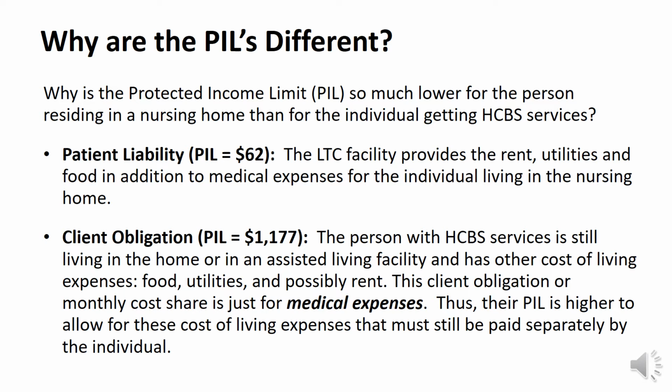Why so low for patient liability? Why are these so different? For nursing home, the long-term care facility provides the rent, the utilities, and food in addition to the medical expenses for the individual living there, so less money is protected because all of that is covered. However, if you're living in an HCBS coverage situation, you need that higher protected income level to pay for other needs. The person with HCBS services is still living in the home or in an assisted living facility and has other cost of living expenses such as food, utilities, and possibly rent.